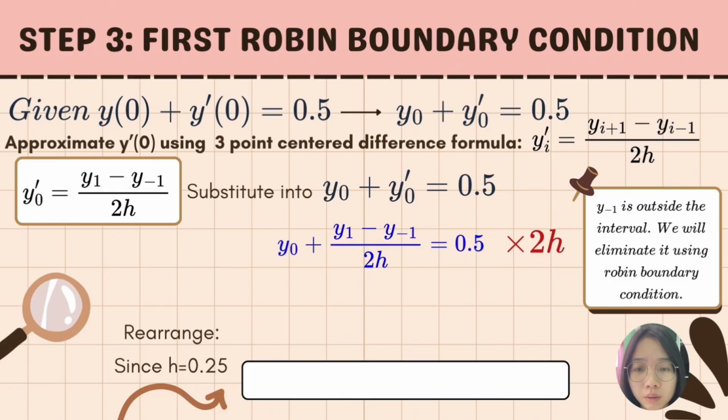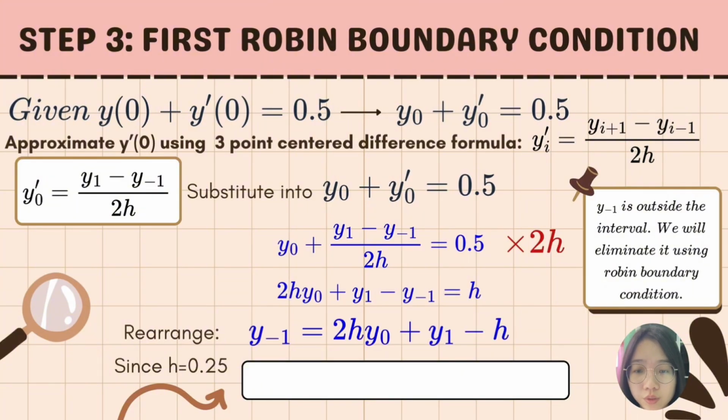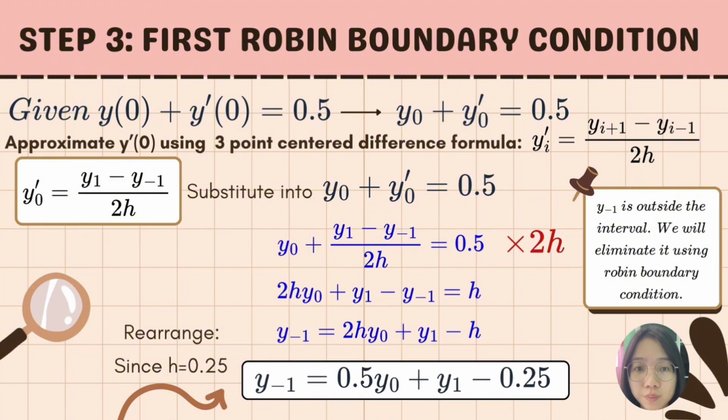And then we multiply both sides by 2h. We will get 2h y0 plus y1 minus y_{-1} equal to h. And then we rearrange to make y_{-1} the subject. So y_{-1} equal to 2h y0 plus y1 minus h. Since h equal to 0.25, we will get y_{-1} equal to 0.5 y0 plus y1 minus 0.25. These equations allow us to eliminate the ghost point, which is y_{-1}, since it is outside the interval.